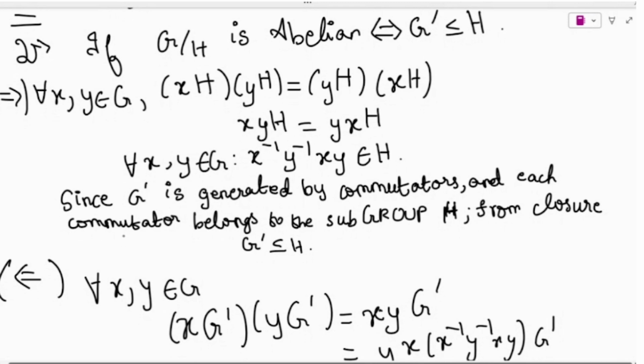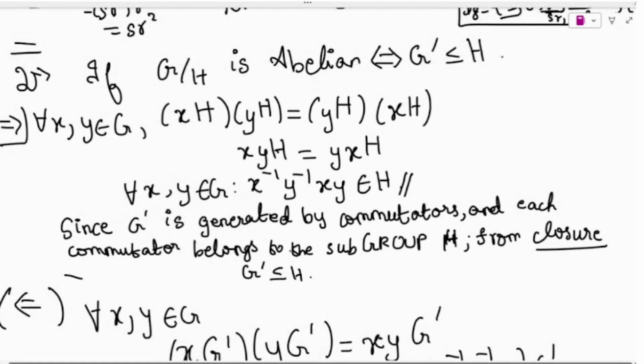We will first go in this direction. Since it is given that G mod H is abelian, for all x and y in G, we must have this. We did this already, but this does not conclude the proof. Showing that every commutator belongs to H does not conclude the proof, because G dash is not just the commutators, it is the group generated by commutators. But that is not a big problem, because if each commutator belongs to the subgroup H, then all the generators of G dash belong to H. Why? Because it follows from the closure property. So G dash must be a subgroup of H. So one direction is complete.